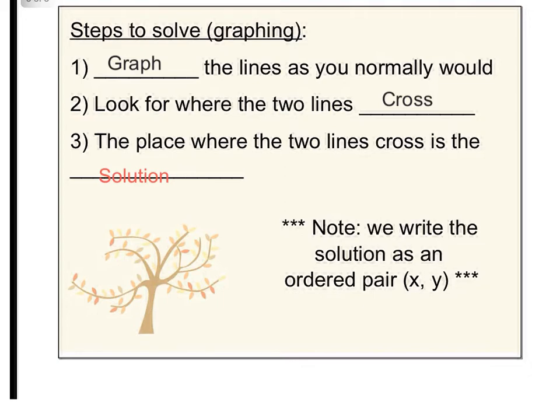So steps to solve. Step 1 is to graph the lines as you normally would. Step 2 is look for where the two lines cross. And step 3 is the place where the two lines cross is the solution. Just to note that we write the solution as an ordered pair (x, y). That's kind of our last step every single time.